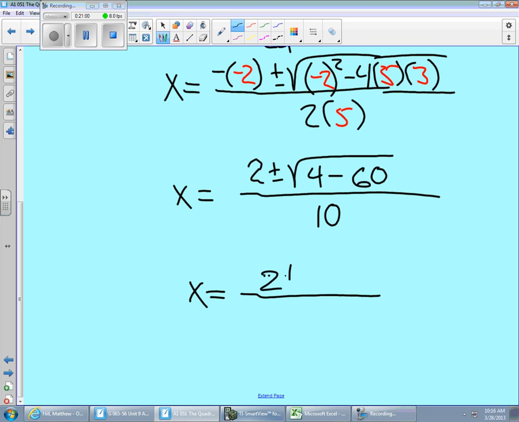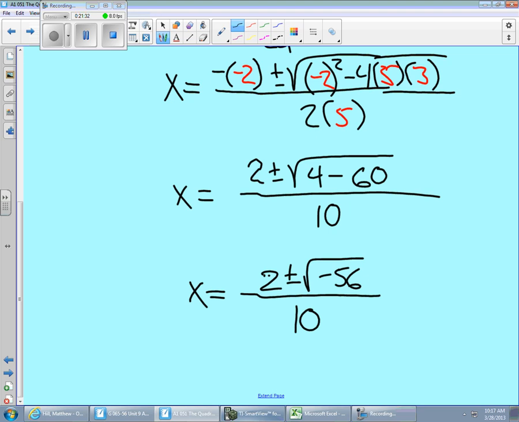We got 2 plus or minus. Okay. 4 take away 60 is -56, and that actually is going to cause a little bit of a problem here in a moment. Okay. Square root of a negative number. Okay, let's think about that for a second. Is that possible? It is. Okay, it is.